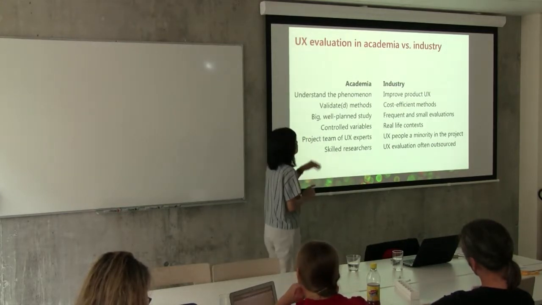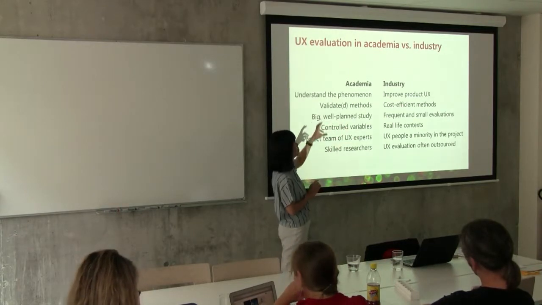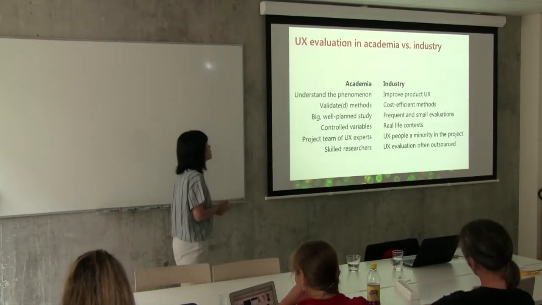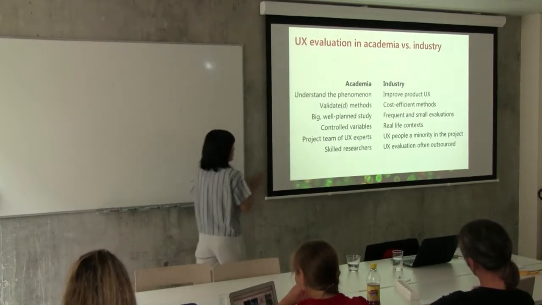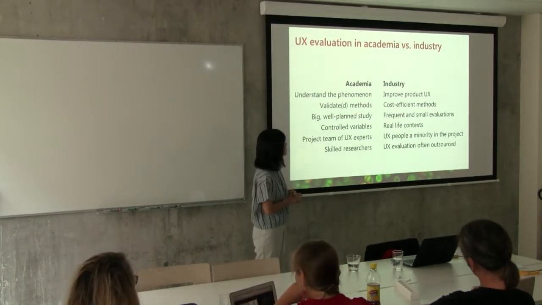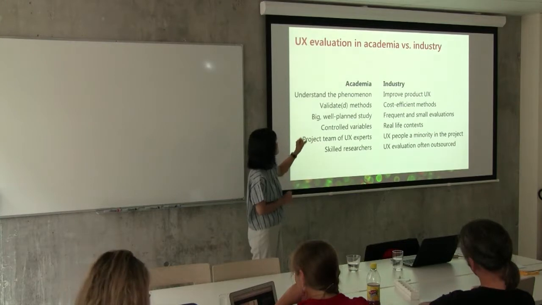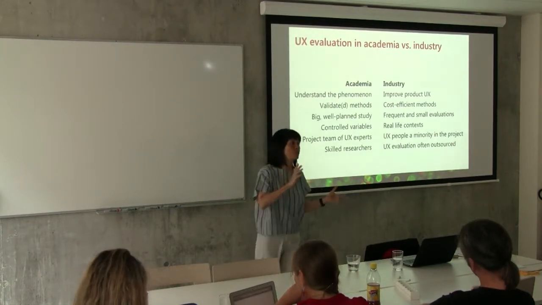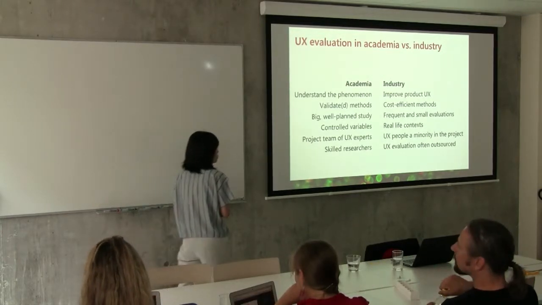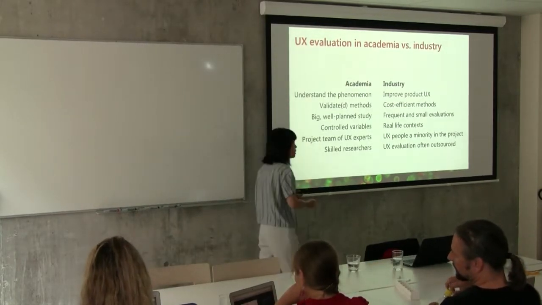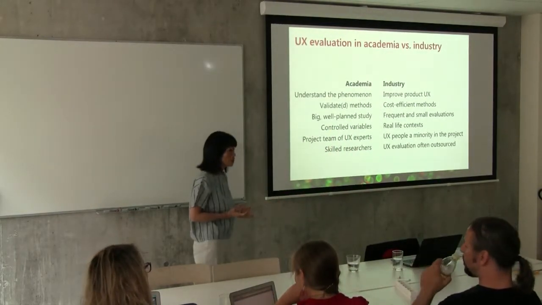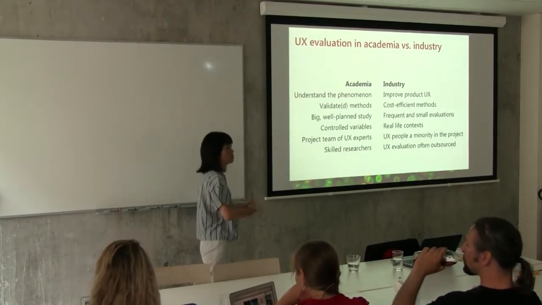So you can see they work on different time scales. Academia will have much longer time to do the data collection and the data analysis. So this time scale makes us choose different methods. For academia, we also have big, well-planned, large-scale studies. In contrast, in industry we have more small iterations, because they aim to improve the product. Nowadays they use a lot of agile methods, so this is also the pace of frequent and small evaluations.